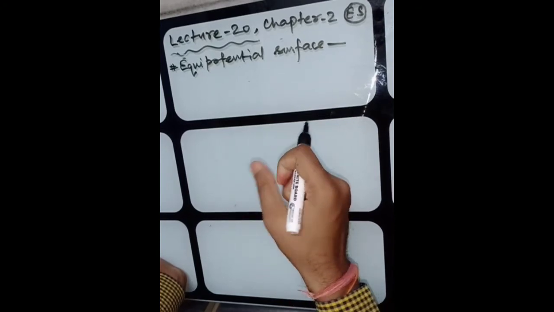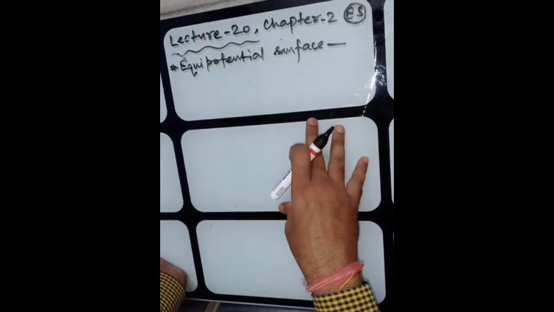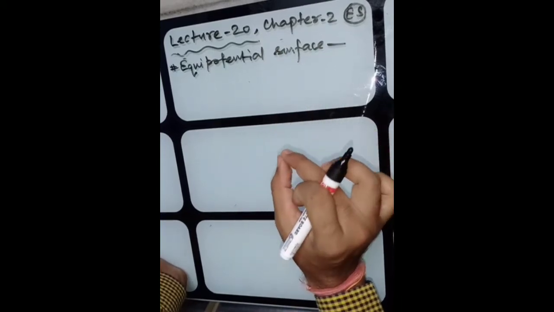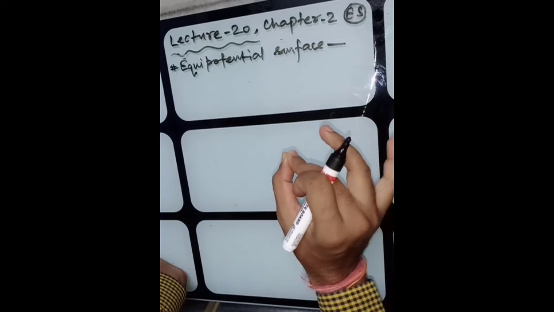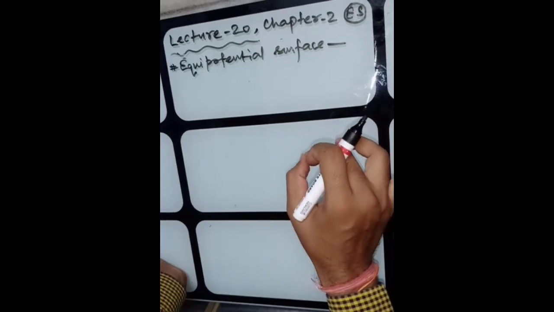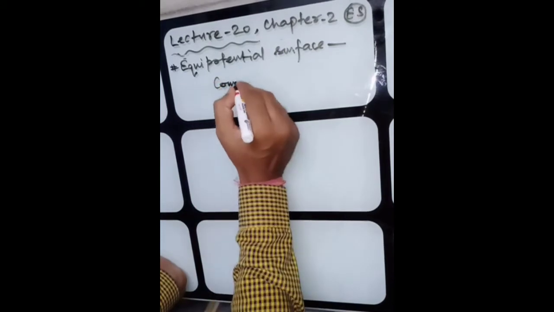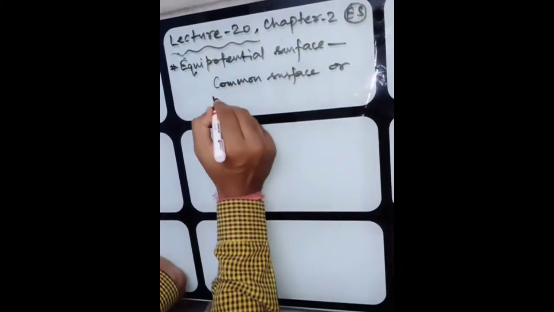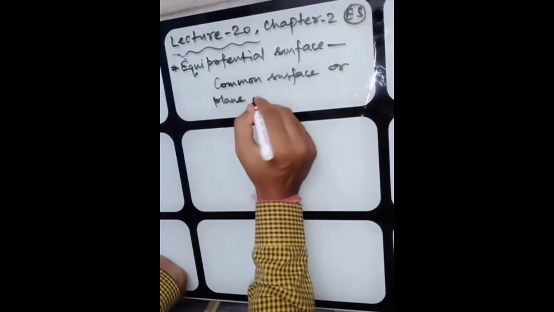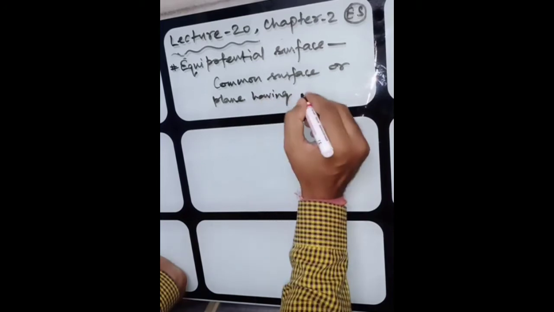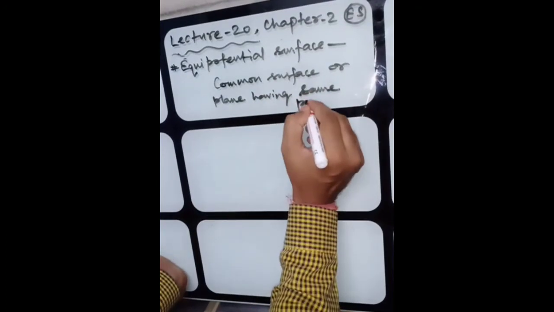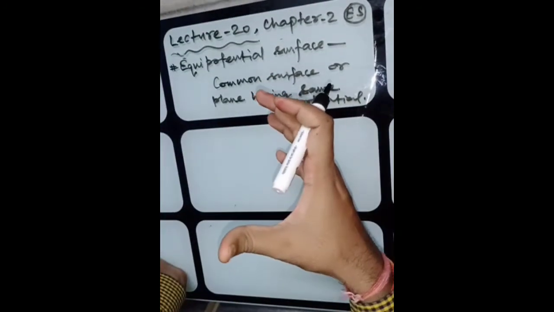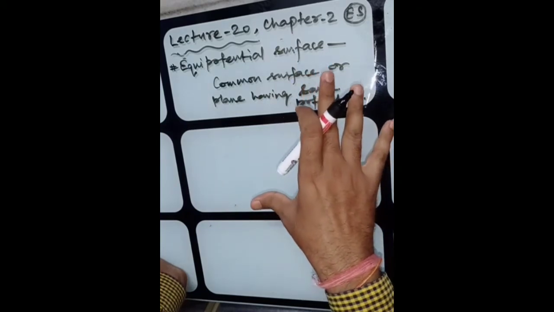Now, students, kindly write down the definition of an equipotential surface. Remember one thing: the equipotential surface is nothing but a common surface or plane having the same potential.